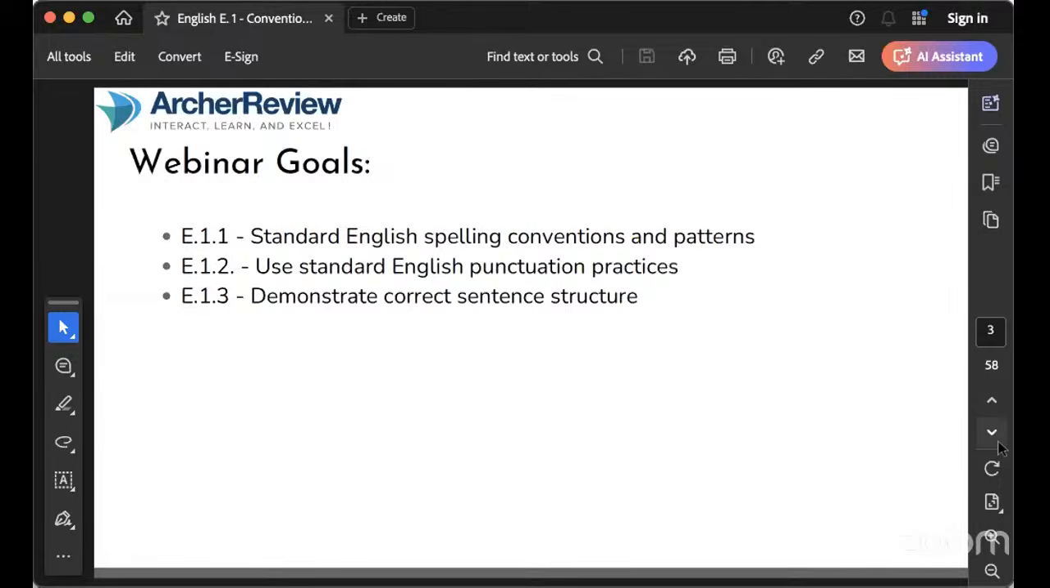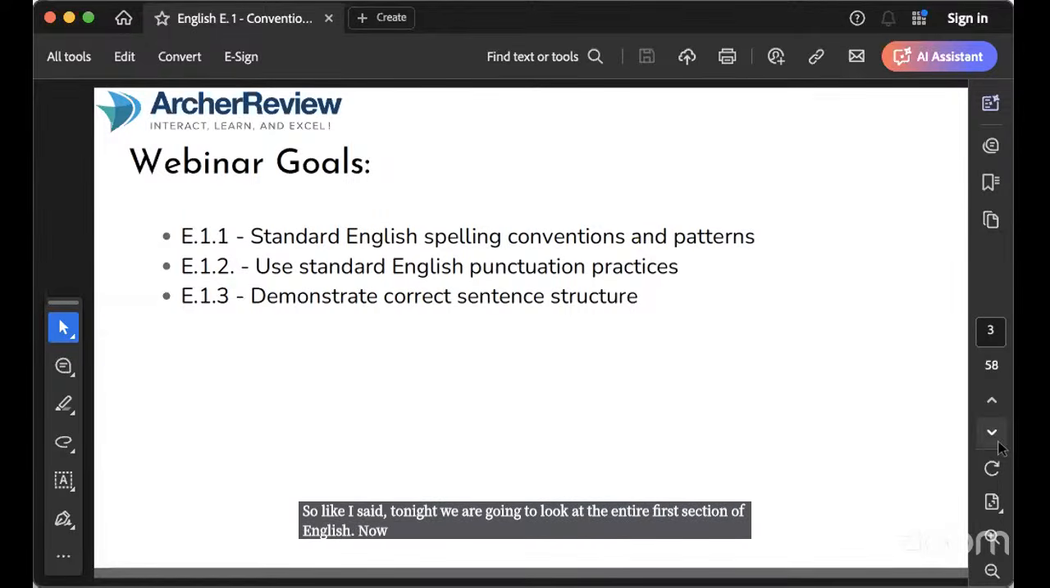So, like I said, tonight we are going to look at the entire first section of English. Now, within that section, they do break it down into three subcategories. So, we're going to take a look at those and kind of pace ourselves based off that.